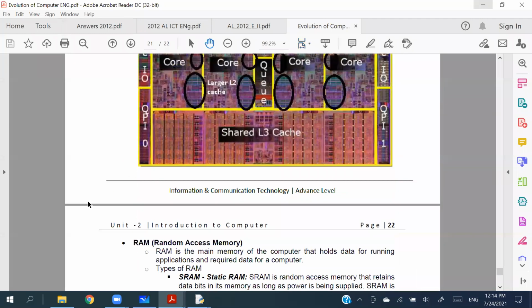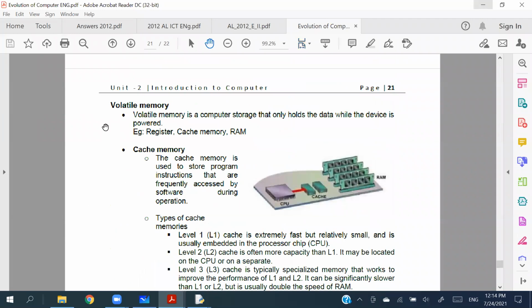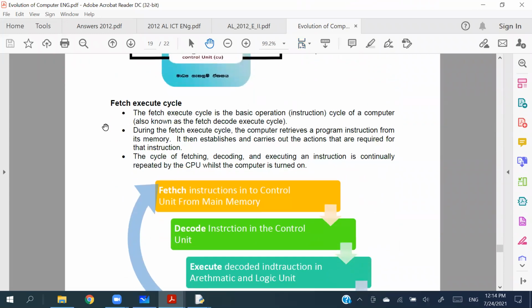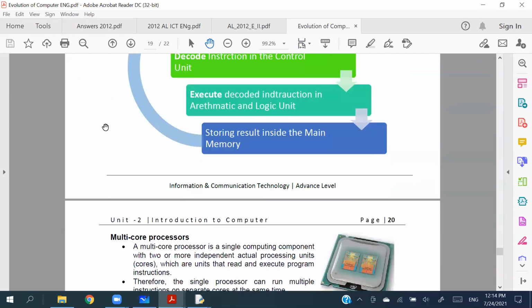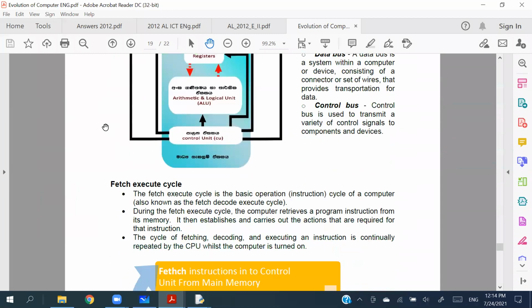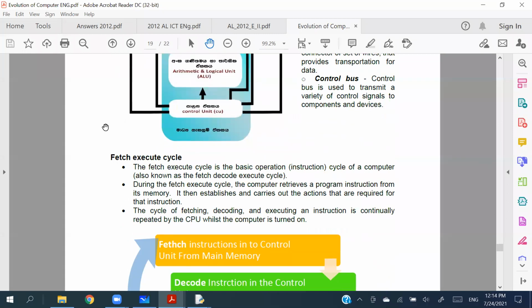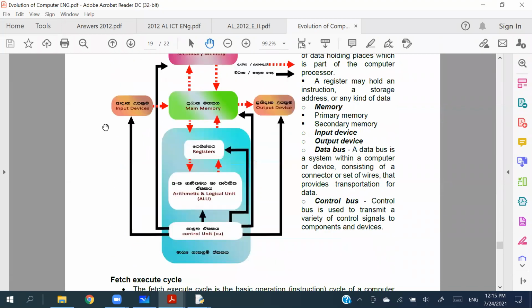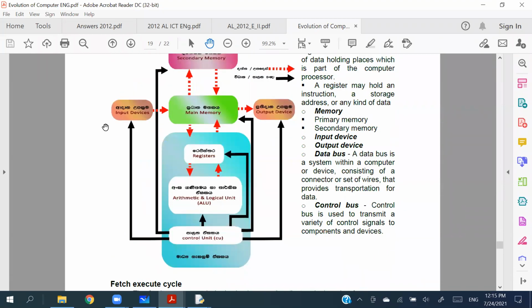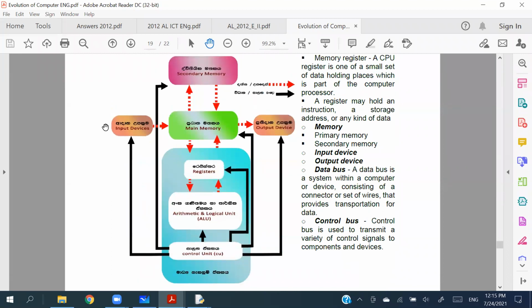Okay. So let's talk about the fetch execution cycle, and then go on, because the fetch execution cycle is related to the von Neumann architecture, right? Now before we go to the fetch execution cycle, I have to tell you about the data bus and control bus.